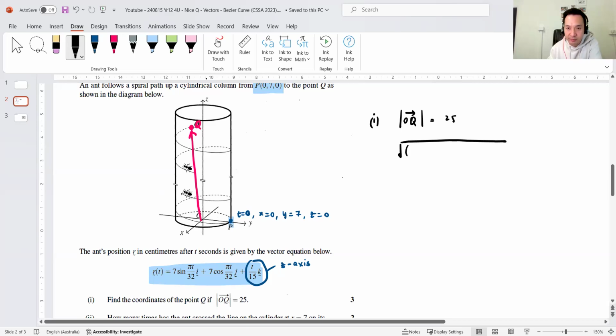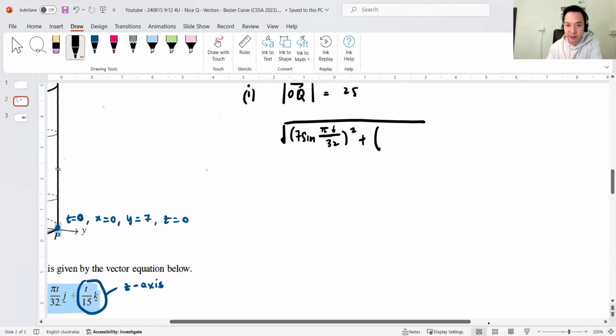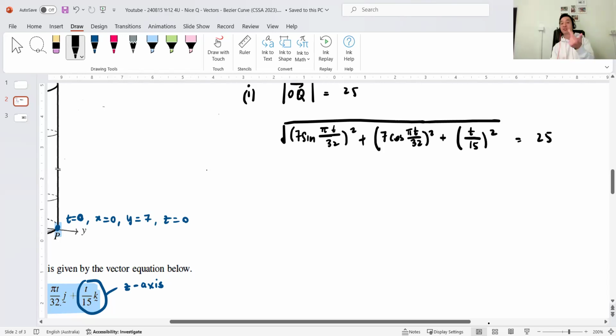So 7 sine, now it's pretty messy, pi t on 32 squared, plus, I need to zoom in to write a bit neater. Yeah, just subbing in the coordinates, right? So 7 cos pi t on 32 squared plus the z, so t on 15 squared, and that equals 25. Obviously I'm going to square both sides, but at the same time I'm going to expand the brackets as well.